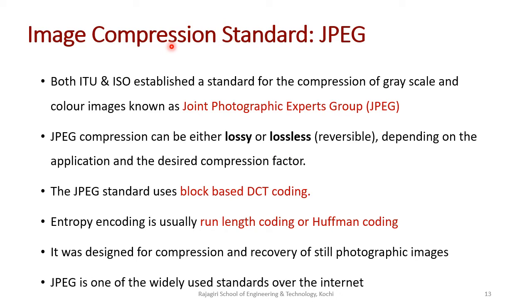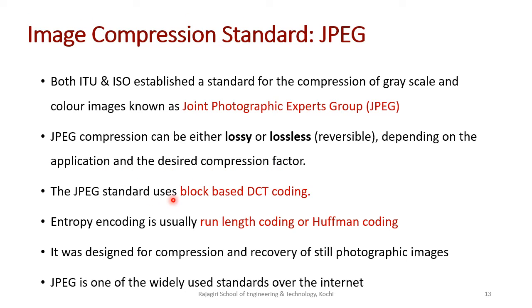Now we will look at the image compression standard JPEG. Both the ITU and ISO in the 1980s established a joint international standard for the compression of grayscale and color images known as Joint Photographic Experts Group or JPEG. Now the JPEG compression standard can be lossy or lossless depending upon the application and the desired compression factor.